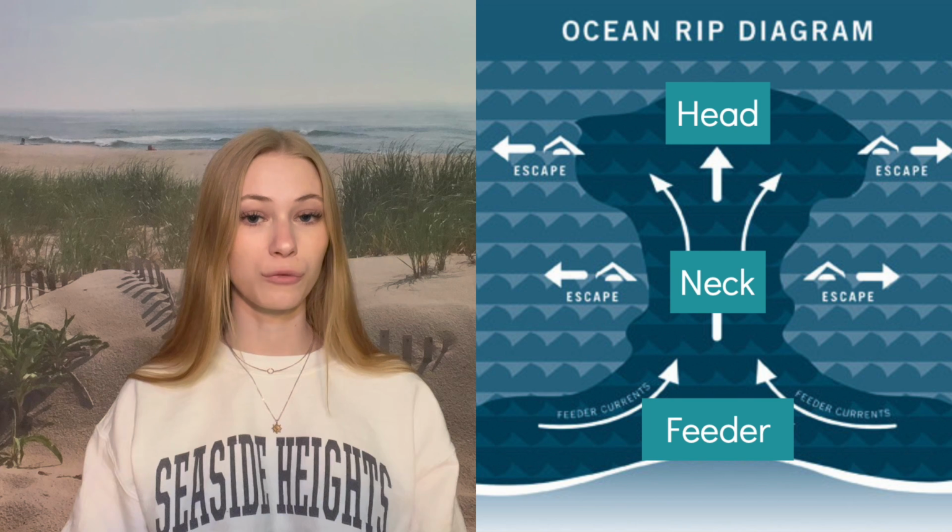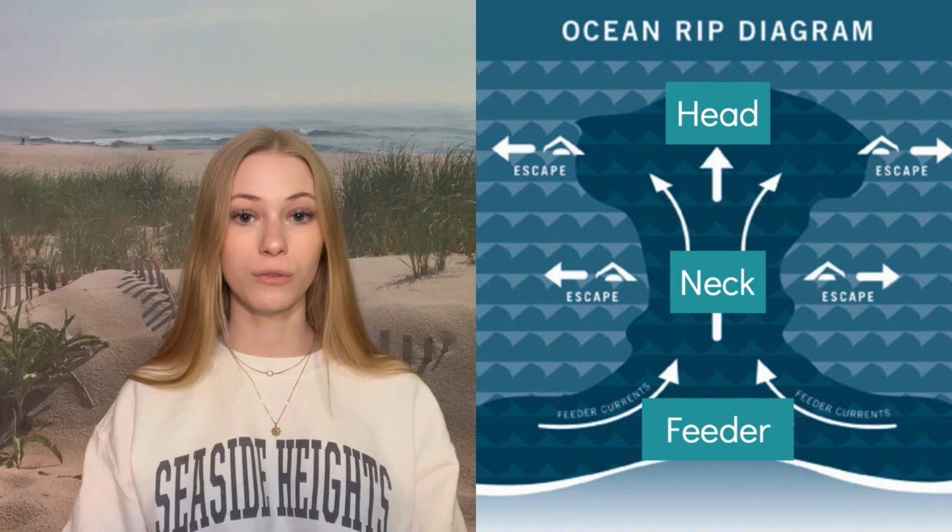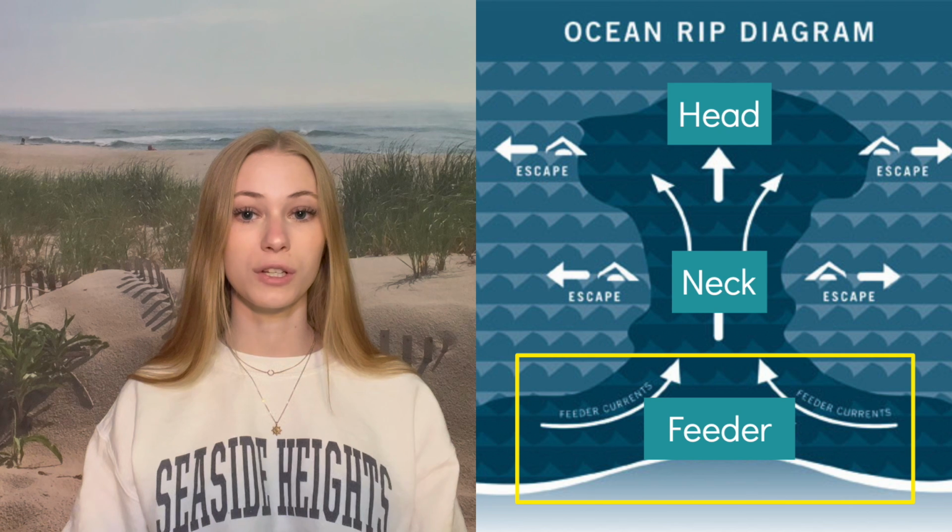Rip currents have three parts: the feeder zone, the neck, and the head. The feeder zone is where you'll enter the rip current. Water moves in from either side of the feeder zone to be taken back out into the ocean, so avoid swimming near a rip current.